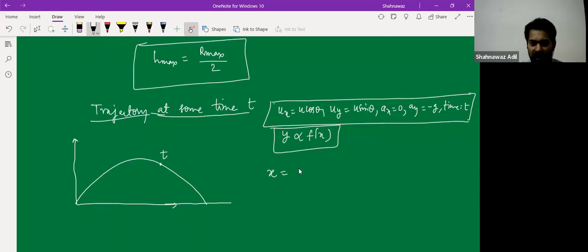X will be? This will be uxt plus half axt square, right? So this will be what? U cos theta into t, and this is 0.